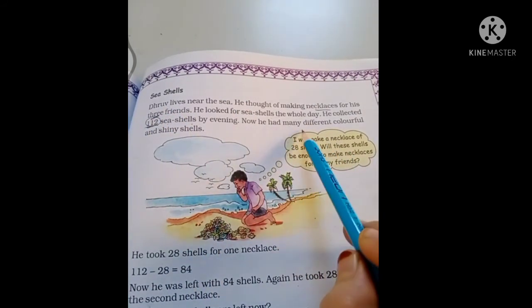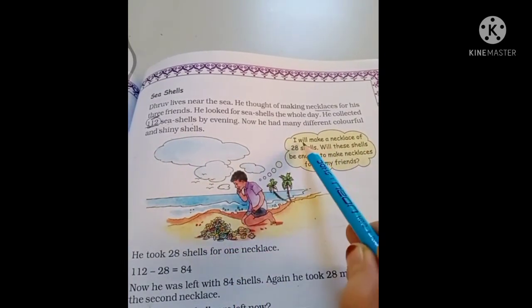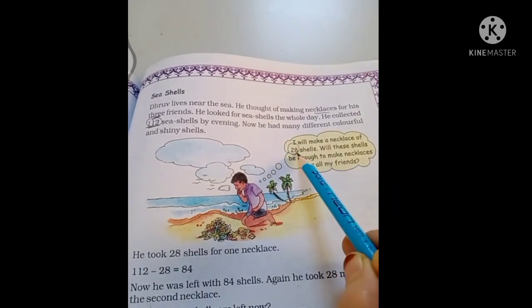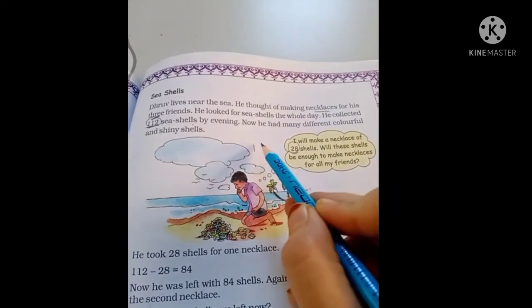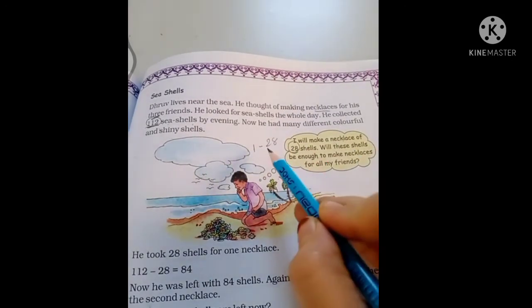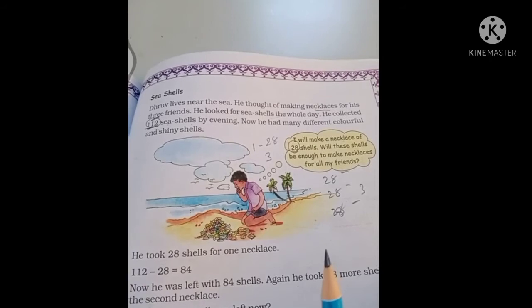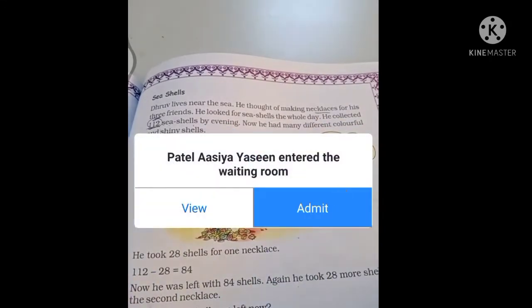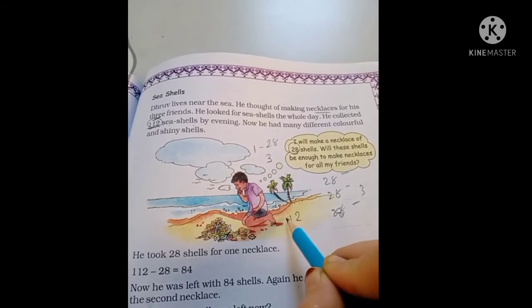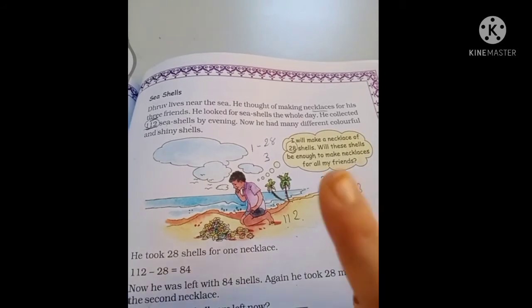Now he had many different colorful and shiny shells. Okay, so here students, given that I will make a necklace of 28 shells. Means what students? In one necklace he is putting 28 shells. Now how many necklaces does he have to prepare? He has to prepare a total of 3, right? Means 28, 28 and 28. Likewise students, he has to make 3 necklaces. Now we all know the total is 112 shells, and 28 in one necklace.